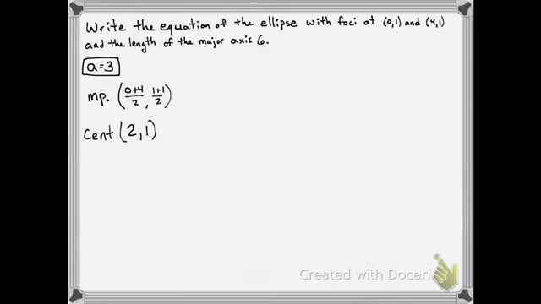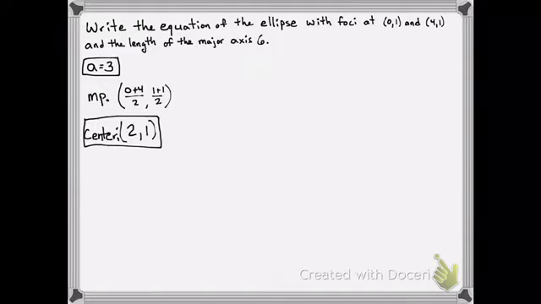Center. That's a little better. The center of our ellipse is at the coordinate (2, 1). That tells us h and k. That's big information as well. So now I have h, I have k, I have a. All I need is b. Once I have b, I'll have everything.